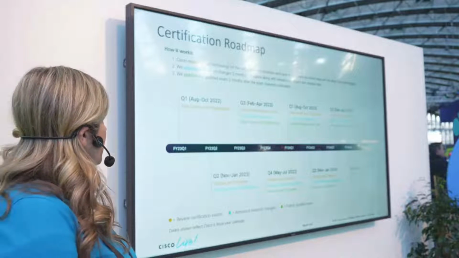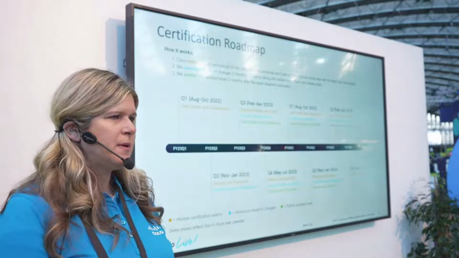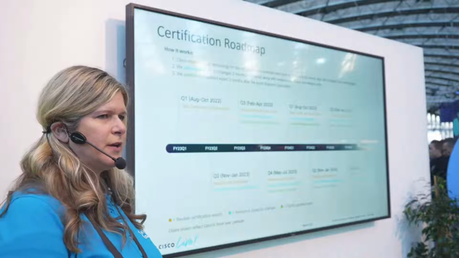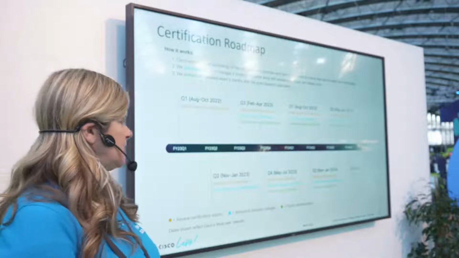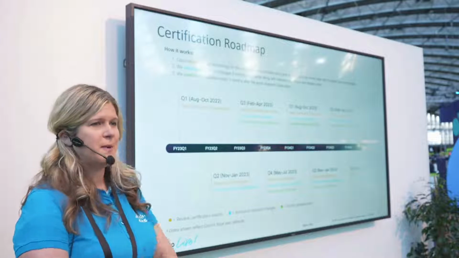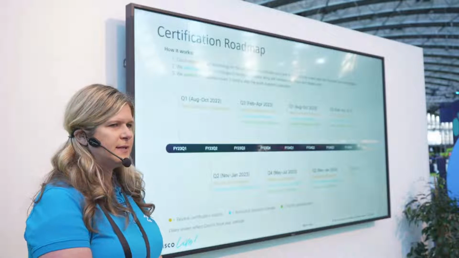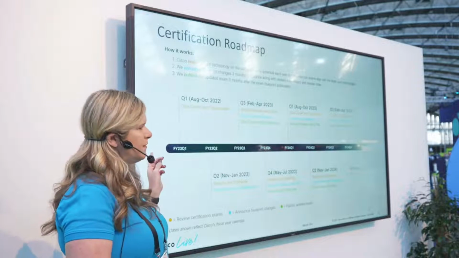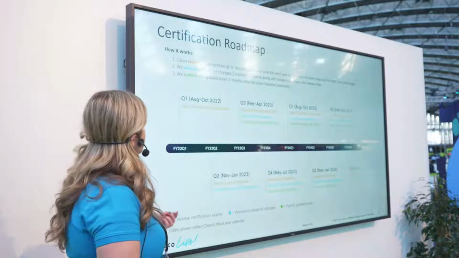So the last thing I wanted to talk about is the certification roadmap. This is something that the certification team has just started recently in the last quarter. I've been fortunate to work on Collab and was one of the guinea pigs that had to go through this first of my exams along with the UPM for data center. What this tells us is based on a Cisco fiscal year calendar, so it starts in August.